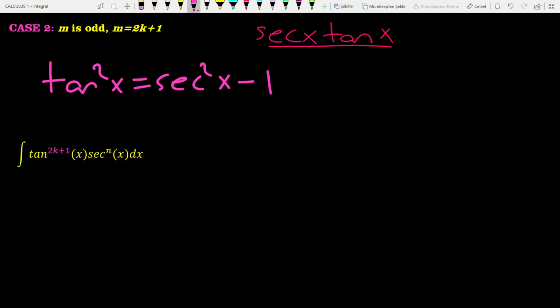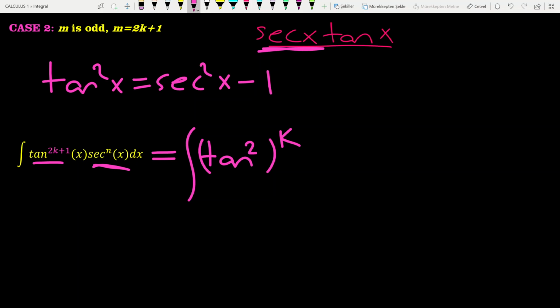In this case, this integral becomes, instead of tangent to the power 2k plus 1, I save 1 tangent from here. So I have tangent square to the power k. I save 1 secant and 1 tangent. So instead of secant to the power n, I have secant to the power n minus 1 x. So I have secant x tangent x dx.